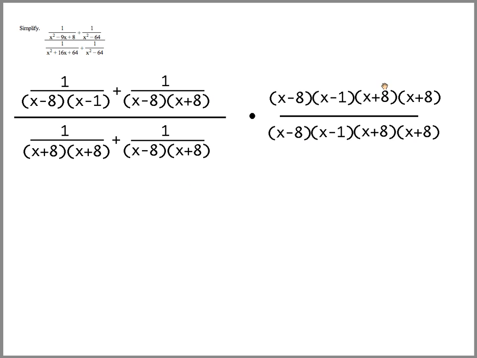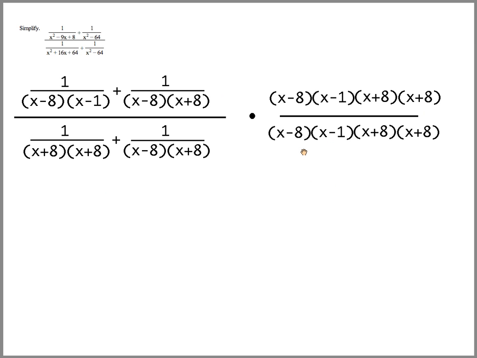And then we're going to do the same thing. We're going to reset and we're going to multiply into this fraction. And notice the x minus 8 and the x plus 8 are going to cancel. We're going to be left with x minus 1 over x plus 8. And that's the same game we play here down below.